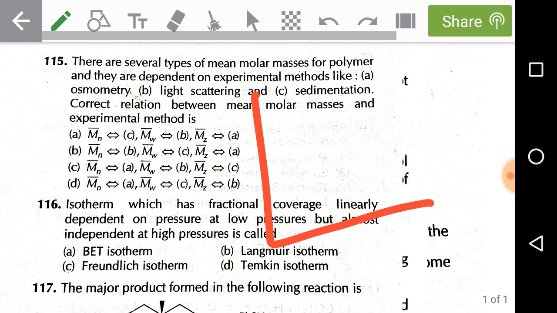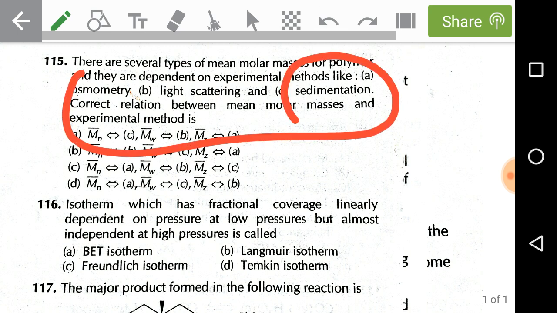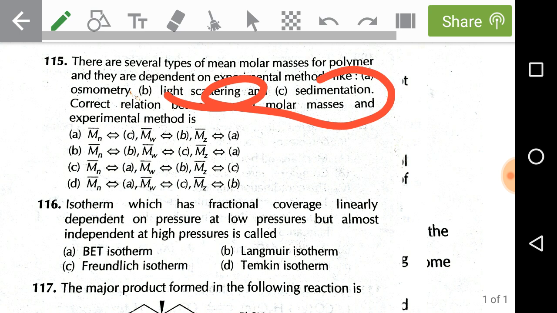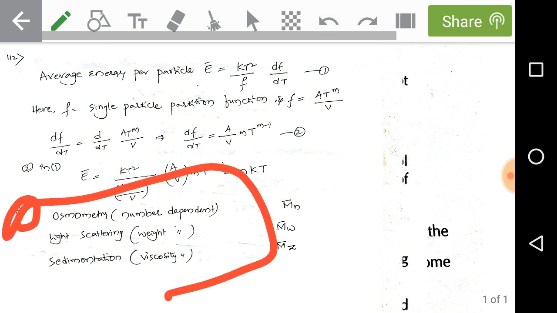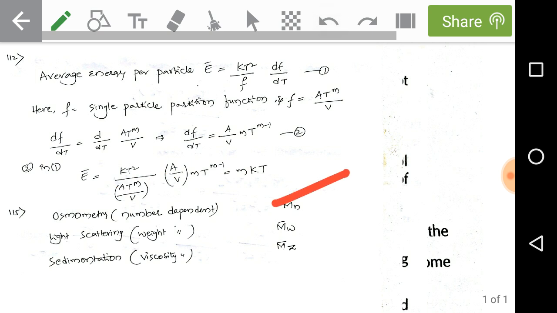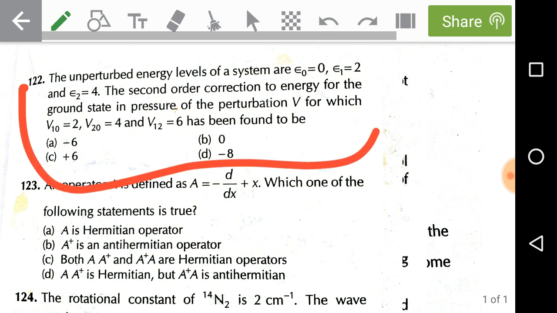Now next question, 115th. There are several types of mean molar masses for a polymer and they are dependent on experimental methods like osmometry, light scattering, sedimentation. The correct relation between mean molar masses and experimental method is: osmometry relates with number average molecular weight, light scattering relates with weight average, and sedimentation relates with Mz molecular weight.